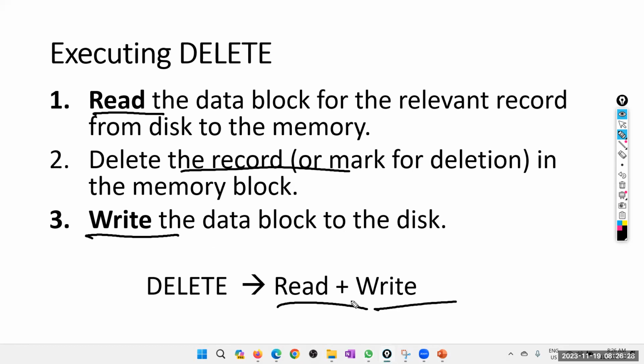So you can see that select is just a read operation, but update, delete, insert, all three are read and write operations. Because when it comes to transaction handling, we will only be looking at the read and write operations. We don't talk about insert, update, delete, select. We just work at the read-write level. So insert is a read write, update is a read write, delete is a read write, select is a read.